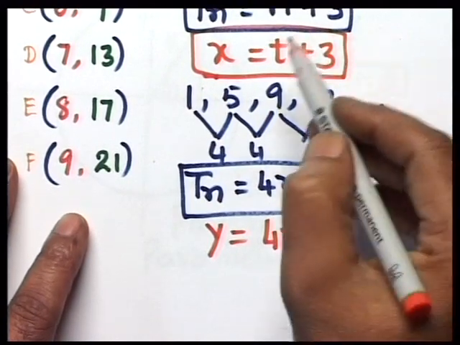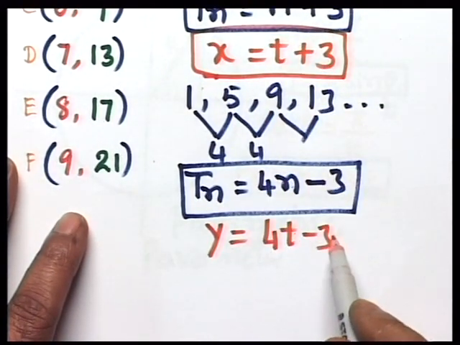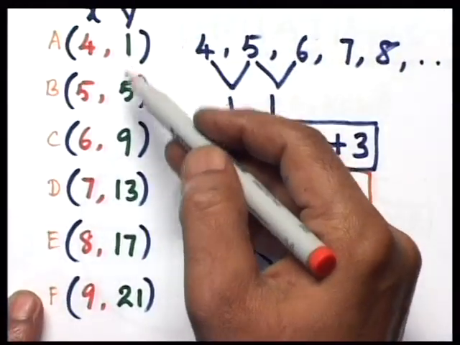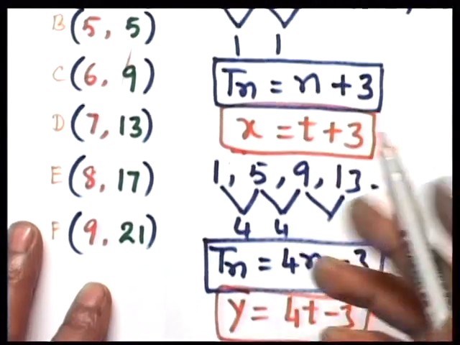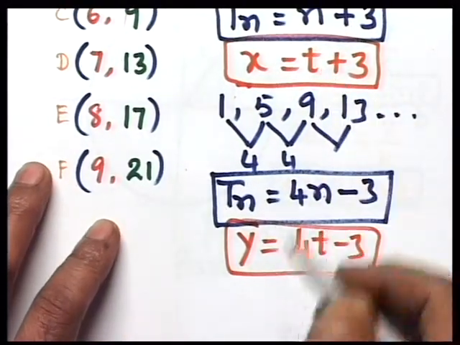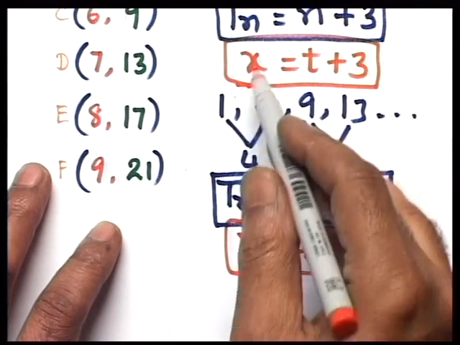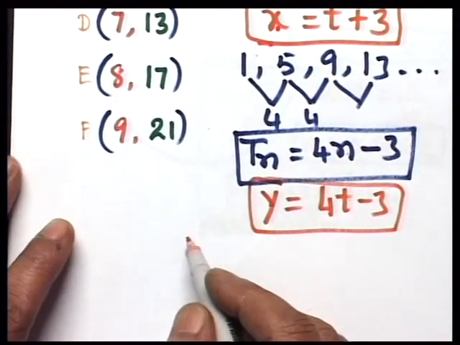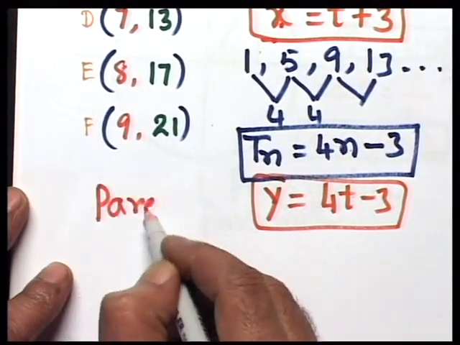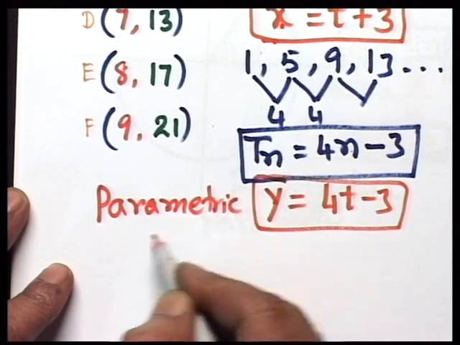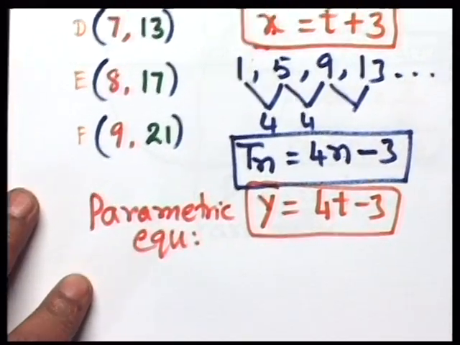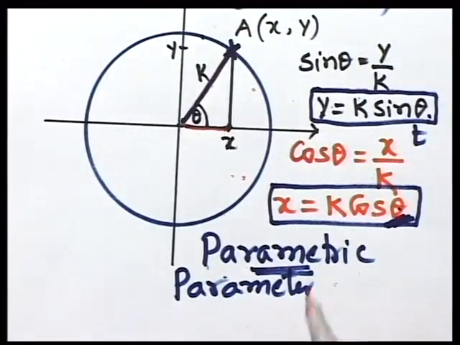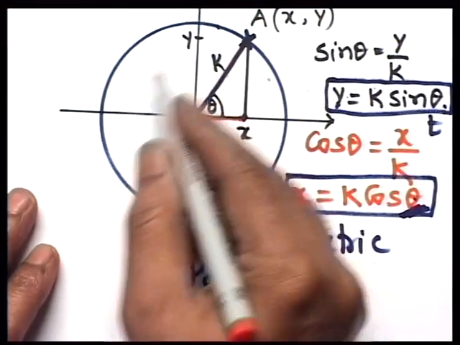So x equals t plus 3, y equals 4t minus 3. These are the two equations that describe the x and y coordinates of a given curve. These two equations, in x and y, are expressed in a third letter t as a function, and we call them parametric equations. That's all it is, right? That's parametric equations. If we know the curve in x and y, as in the last case, we know actually this is the circle, the equation of the circle.